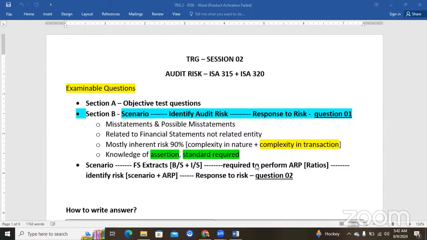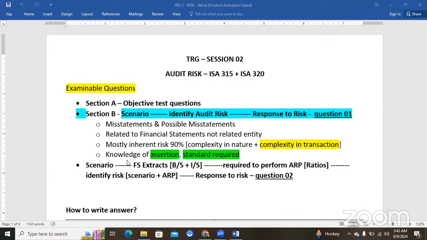And they gave a scenario. From that scenario also we can identify audit risk. Therefore, we should identify audit risk from both scenario and ARP. Then we should respond to the risk. So these are the two types of case study questions. Either a scenario, identify audit risk and respond to risks, or a scenario with a financial statement extract, identify audit risk. If we need to perform ARP, then we need to identify audit risk and respond to audit risk. So these are the possible combinations of questions when it comes to audit risk.